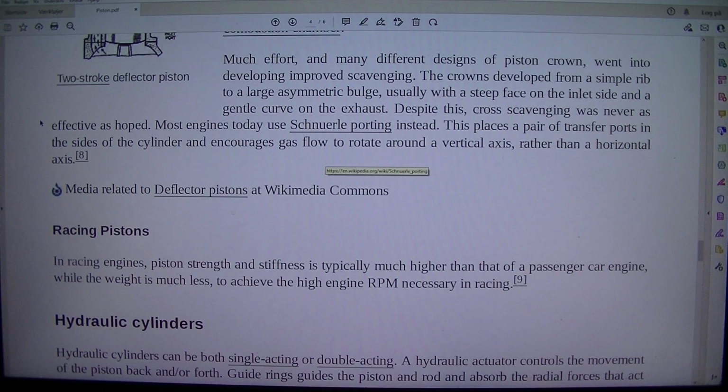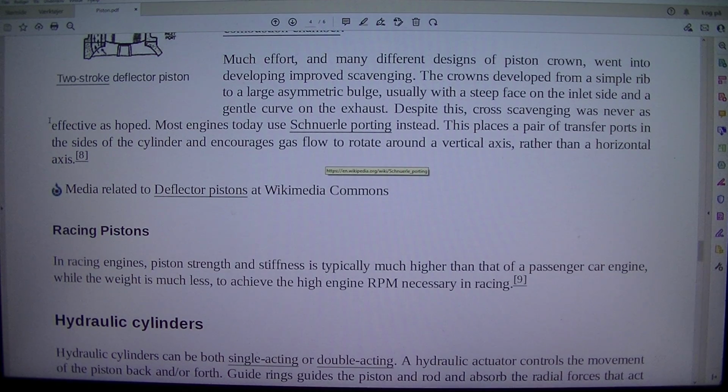The crowns developed from a simple rib to a large asymmetric bulge, usually with a steep face on the inlet side and a gentle curve on the exhaust. Despite this, cross-scavenging was never as effective as hoped. Most engines today use Schnürle porting instead. This places a pair of transfer ports in the sides of the cylinder and encourages gas flow to rotate around a vertical axis, rather than a horizontal axis.